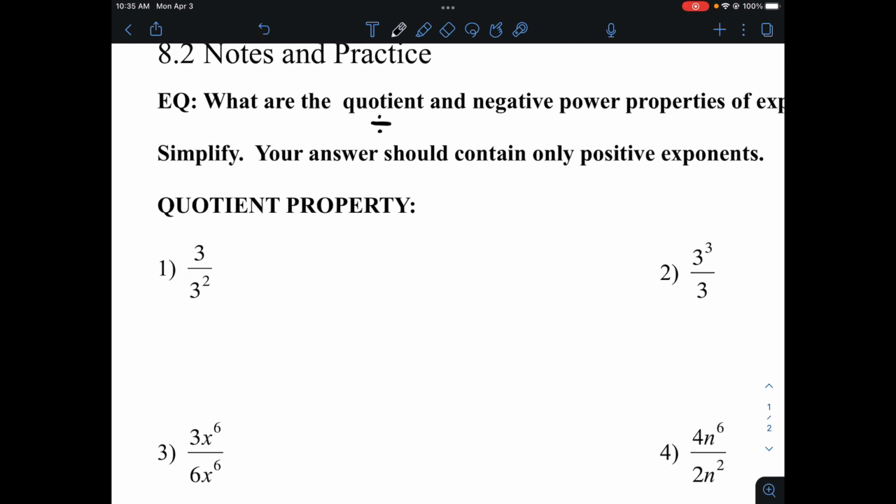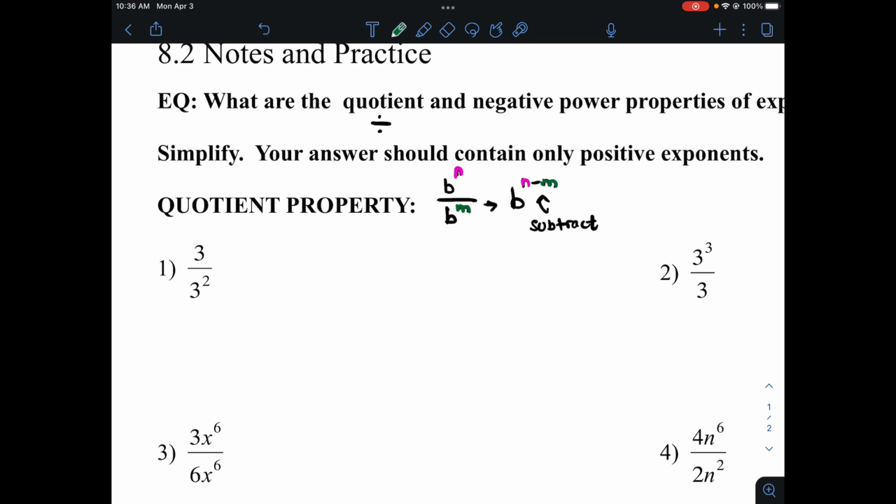So basically, the quotient property: if we have the same base, one up top and one on the bottom, and let's say we have some exponents n and m, what we actually do is subtract the powers. We looked at addition and multiplication, but here we subtract the bottom from the top: n minus m.